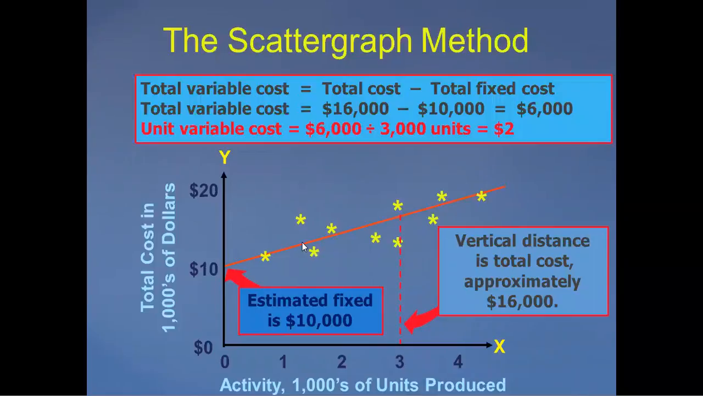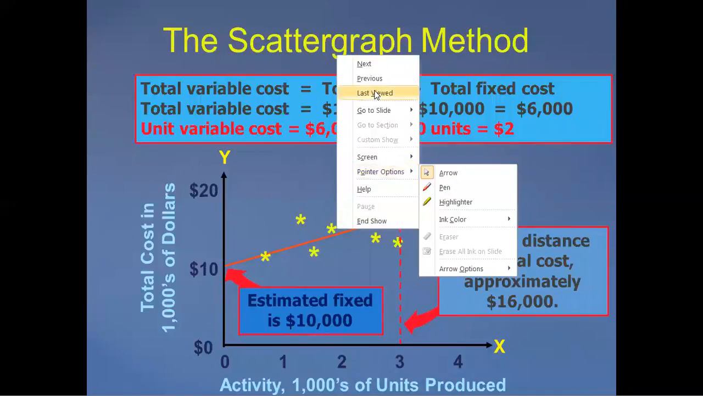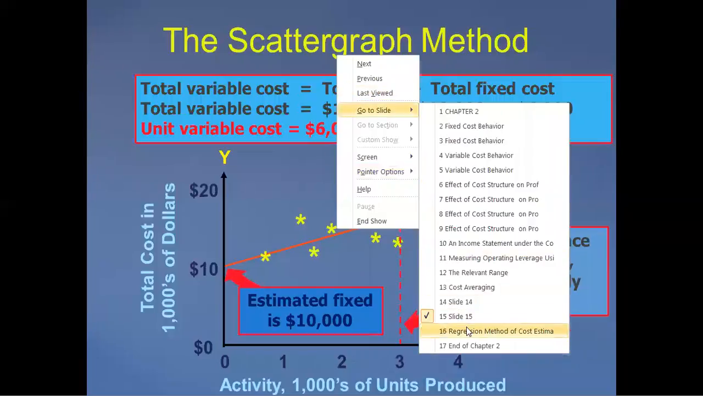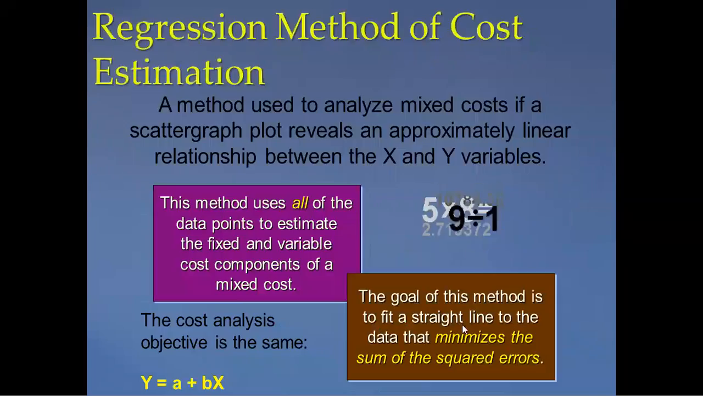Multiple regression attempts to measure what the space is, and it tries to draw a line that minimizes those errors or those spaces between the points and the line.